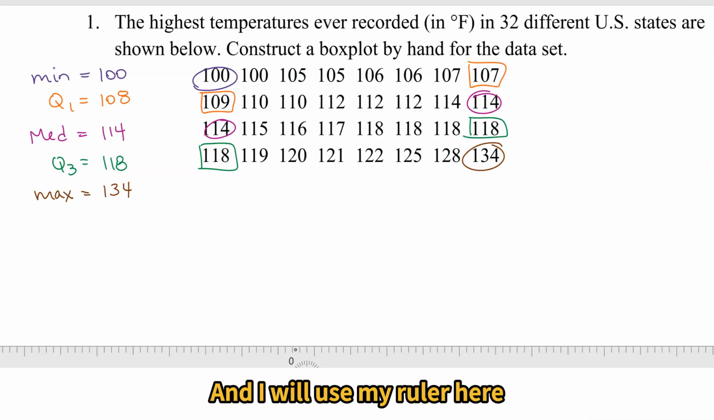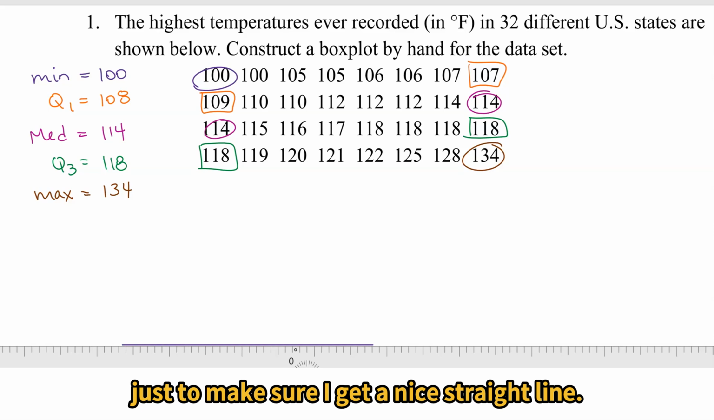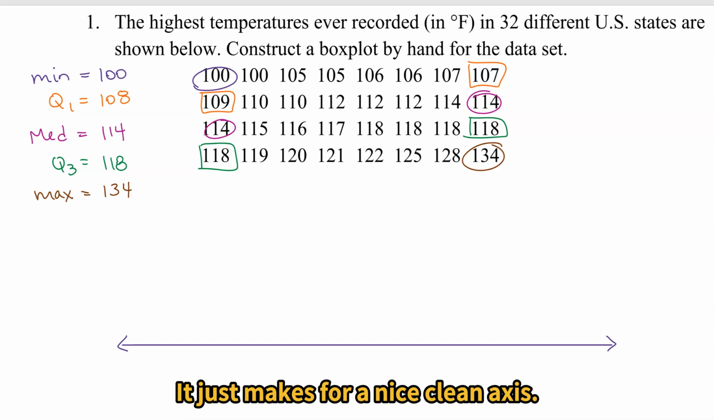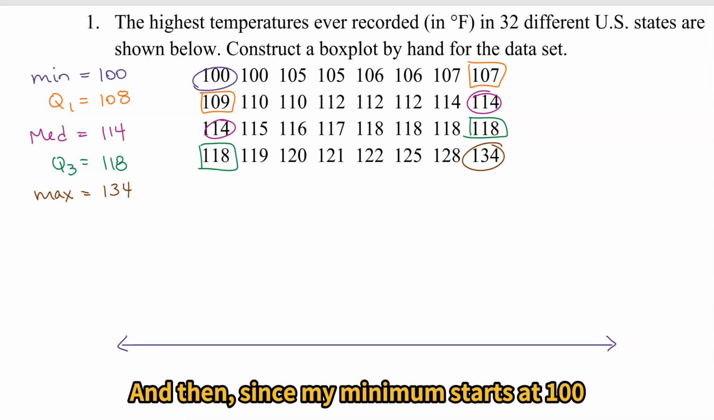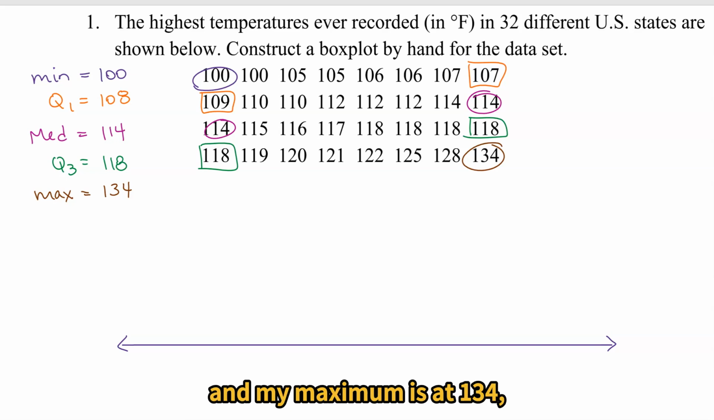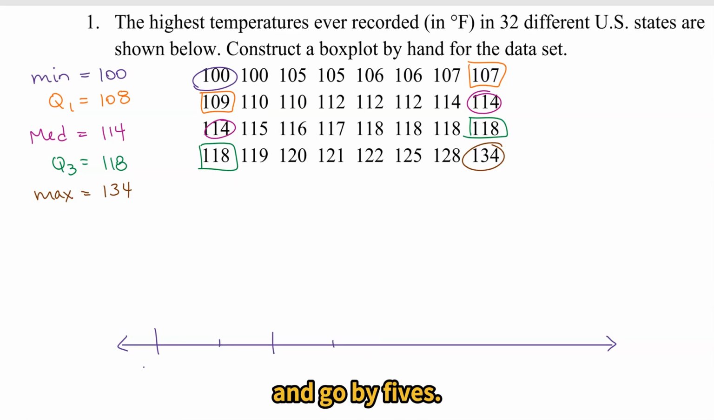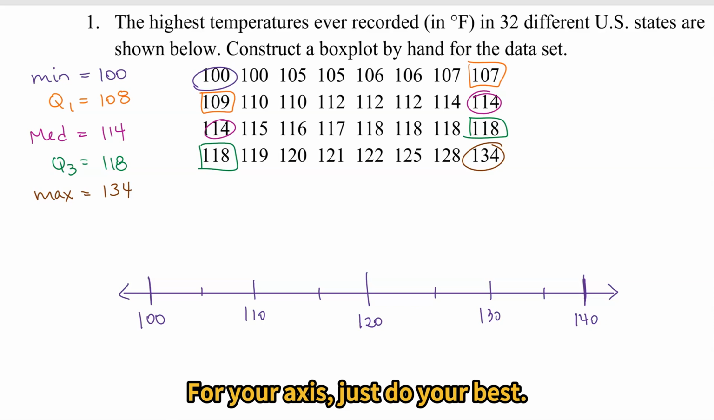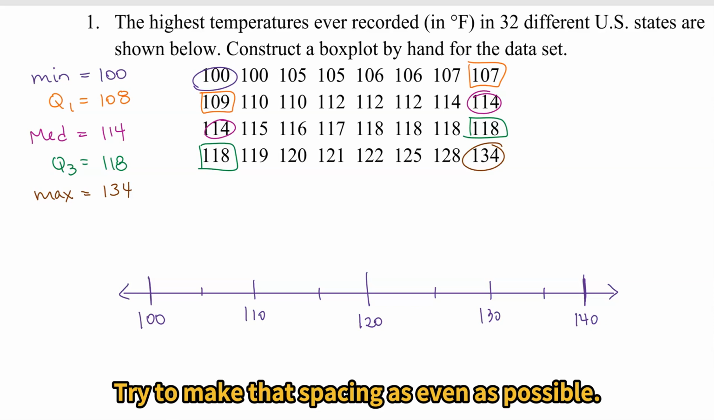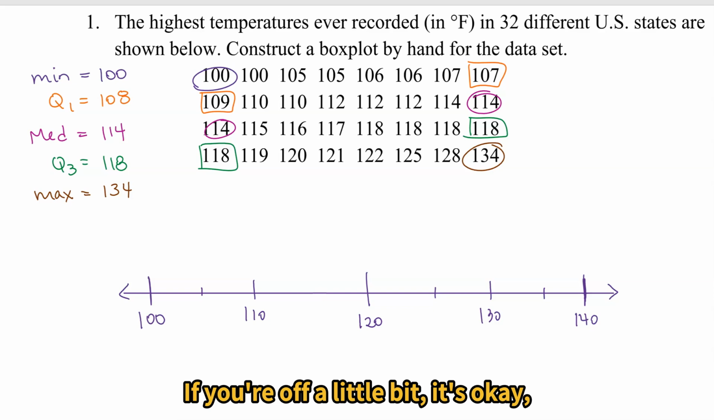I will use my ruler here just to make sure I get a nice straight line. Any straight edge would do. It just makes for a nice clean axis. Since my minimum starts at 100 and my maximum is at 134, I'm going to start on my axis at 100 and go by 5s. For your axis, just do your best. Try to make that spacing as even as possible. If you're off by a little bit, it's okay, but we want to be as precise as we can be.